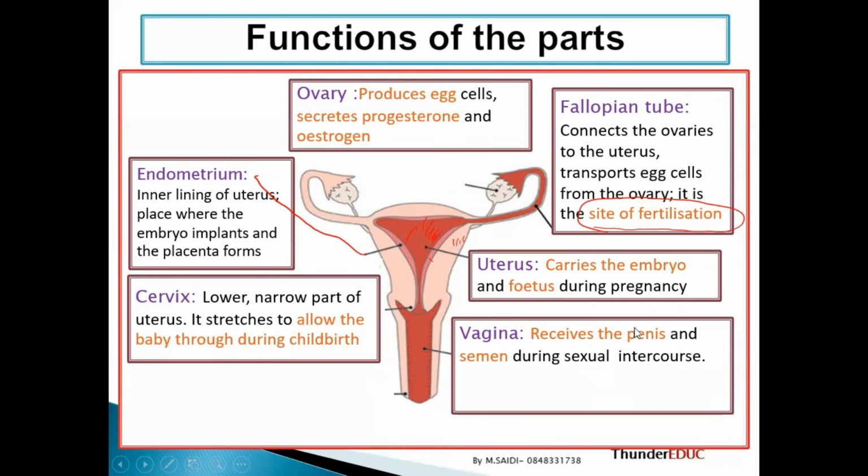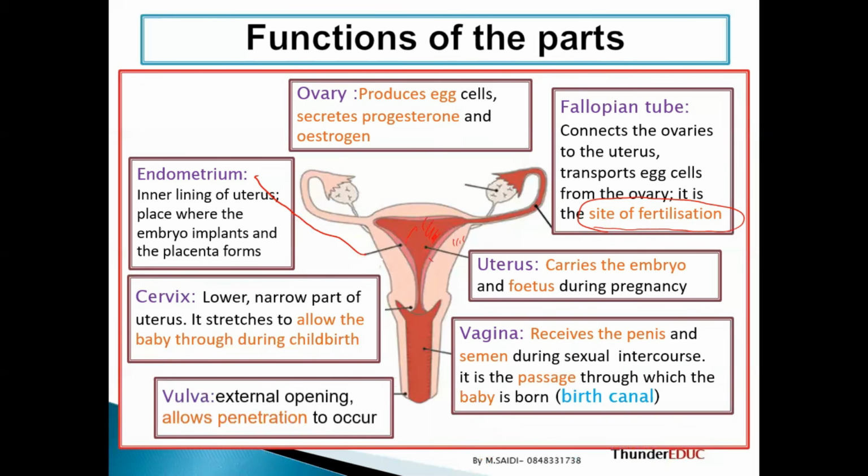Vagina. The vagina has 2 names: the vagina and the birth canal. The vagina receives the penis, as we said, and we call it the birth canal because of its second function, the passage where the baby passes when you are giving birth. However, some people have a C-section, and then the baby doesn't pass through the vagina but through another channel which they have created. So those are the functions. And the vulva is the external opening which allows penetration to occur. That's where the penis passes before it reaches the vagina.